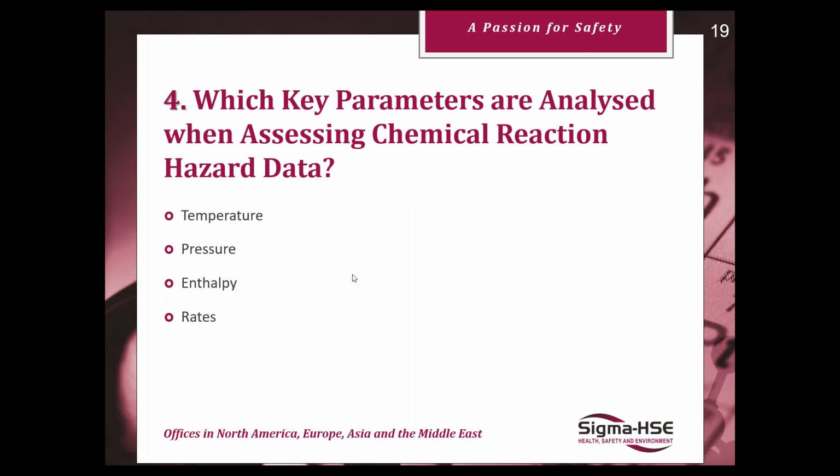If a material is heated to a point where it starts to decompose at the onset, how much energy is that decomposition going to give out as well? And then finally at this point, rate. So that can be temperature rise rates, pressure rise rates, reaction rates, kinetics, bringing it back more to the chemistry, and also gas flow as well, which is another rate.